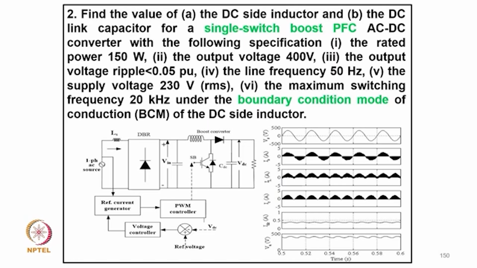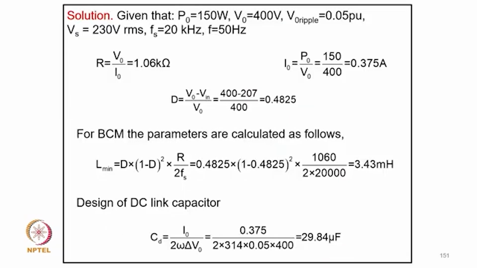Coming to the second numerical problem: find the value of the DC side inductor and the DC link capacitor for a single switch boost PFC AC-DC converter with the following specification. The rated power is 150 watt, the output voltage 400 volt, the output voltage ripple is 0.5%, the line frequency 50 Hz, the supply voltage 230 volt, and the maximum frequency 20 kHz under the boundary conduction mode of the DC side. You can see here, after the diode rectifier a small capacitor, then we have a boost converter, and that typically maintains the supply current sinusoidal.